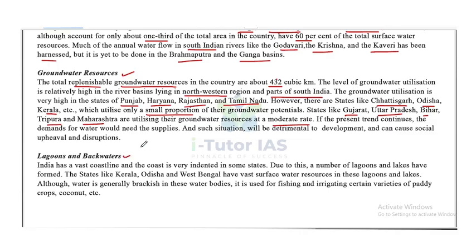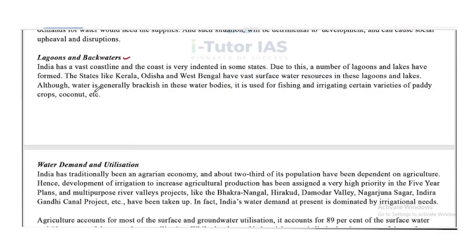Now, lagoons and backwaters. India has a vast coastline and the coast is very indented in some states. Due to this, a number of lagoons and lakes have formed. The states like Kerala, Odisha and West Bengal have vast surface water resources in these lagoons and lakes. Although water is generally brackish in these water bodies, it is used for fishing and irrigating certain varieties of paddy crops, coconut, etc. Now, water demand and utilization.